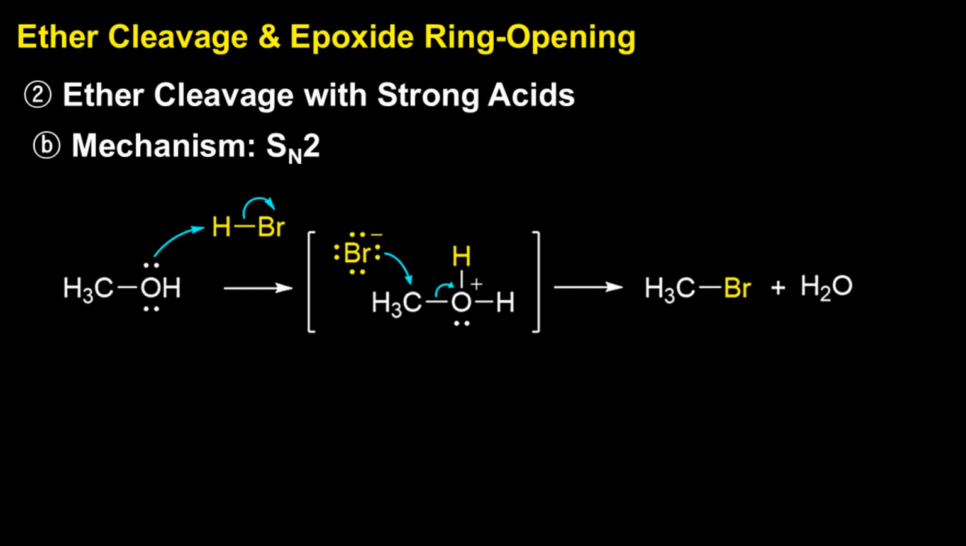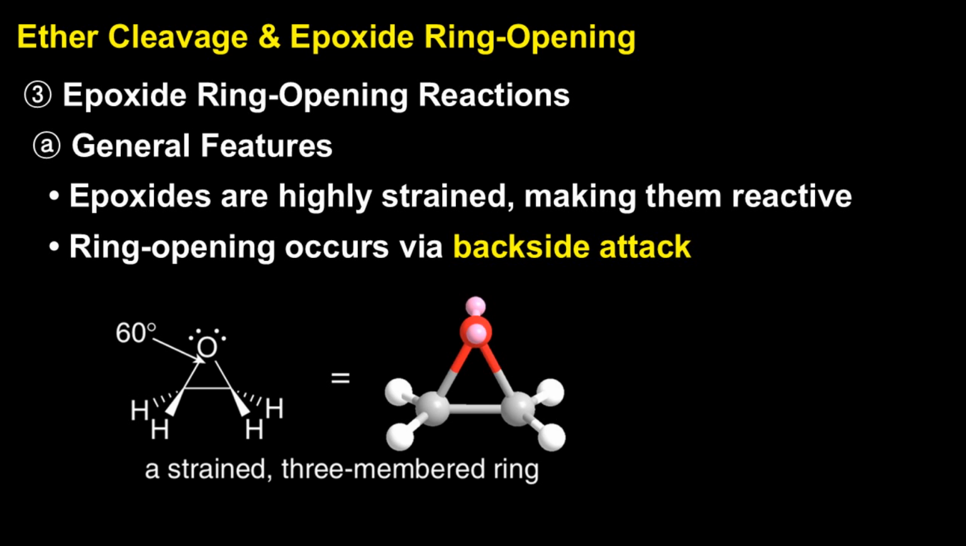Here's how it works. First, the oxygen in methanol gets protonated by HBr, turning it into a much better leaving group. Now that the oxygen is positively charged, it's ready to leave. Then the bromide ion comes in and does a backside attack on the methyl carbon, classic SN2. That breaks the C-O bond, giving us methyl bromide and water as a byproduct.